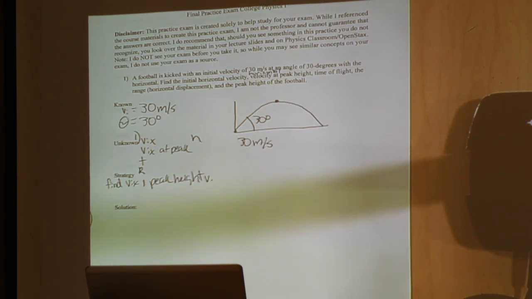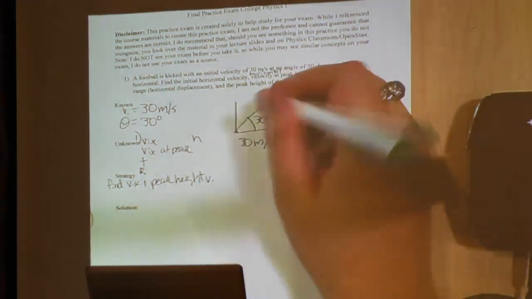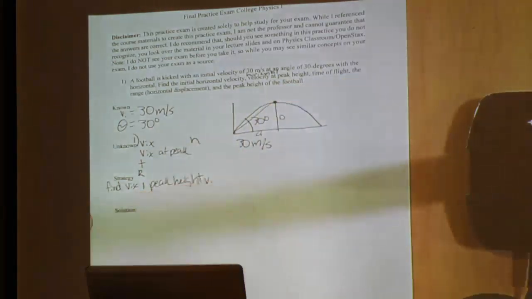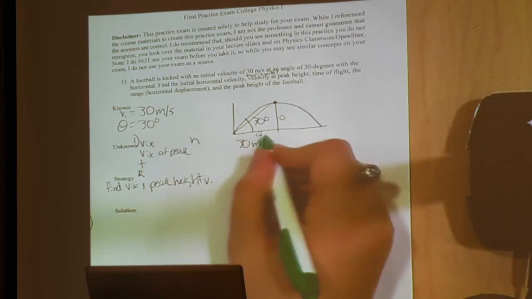30 times cosine. Okay, so if we were to draw a triangle here, we would have that this is the adjacent, this is the opposite. And what are we trying to find again? VIX. So would it be the adjacent, the opposite, or the hypotenuse value?